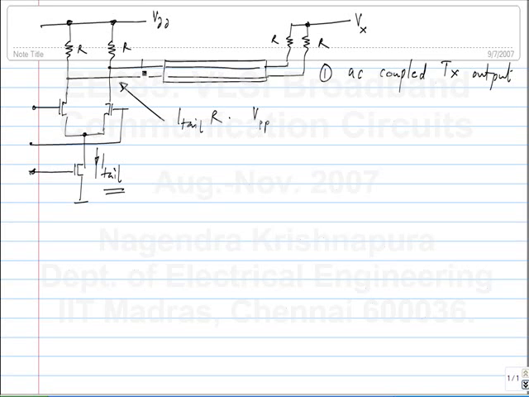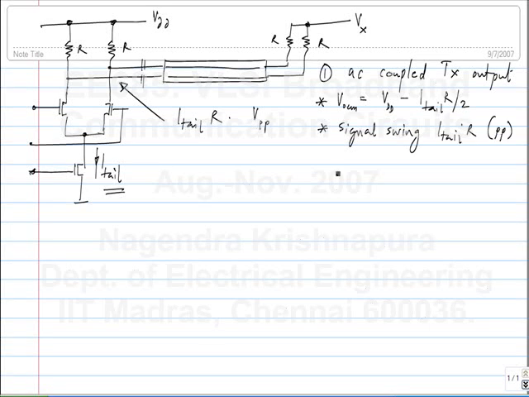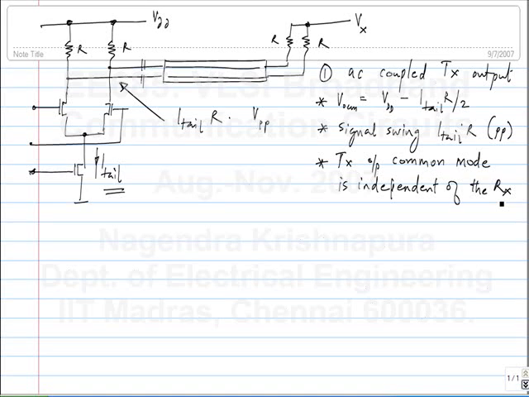Now, if you AC couple the transmitter output with capacitors that are large enough so that their impedance is much smaller than R at the lowest frequency of interest, then the signal picture doesn't change, but the output common mode will be VDD minus I tail R by 2. Okay. And the signal swing, of course, is the same. And this is the peak to peak value. And the advantage of this technique is that the transmit output common mode is independent of the receiver. Okay.